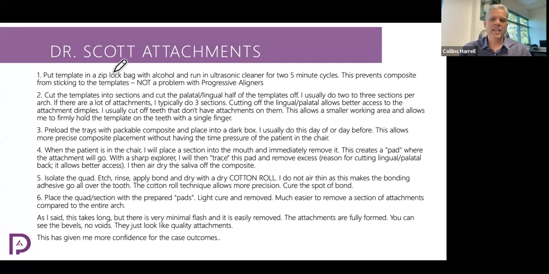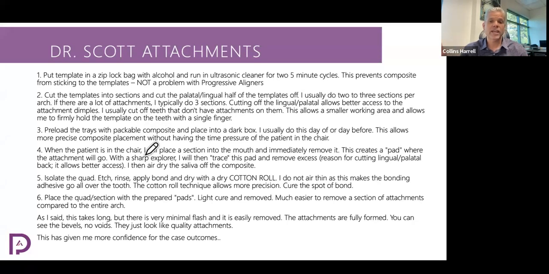Okay, this is a problem with other aligner companies. It's not going to be a problem with your progressive aligner templates, so I don't think you're going to need to do that. But if you've ever experienced the composite bonding to the inside of the template rather than bonding to the tooth and pulling off when you remove the template, that's a solution, but I don't think you're going to have that problem with progressive aligners. I do agree with this one: cut the template into sections, okay?